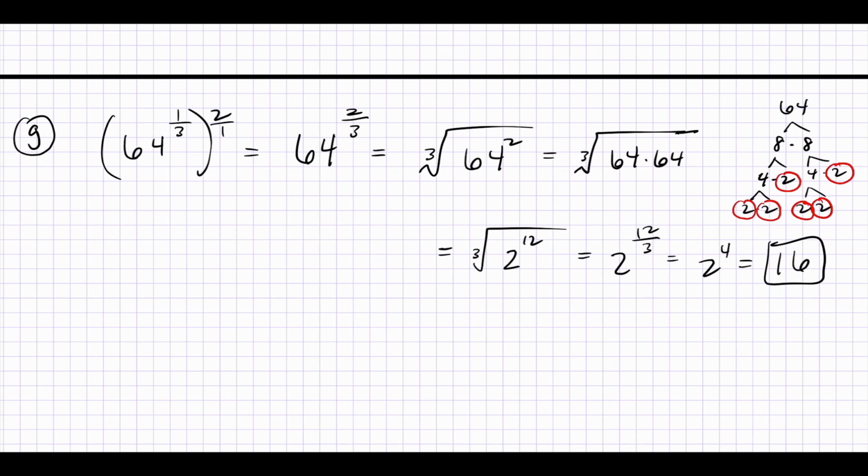Okay. And that's it. All right. Okay, tape it in the back. Tape in your notes. We'll do some more practice tomorrow on this. Okay.